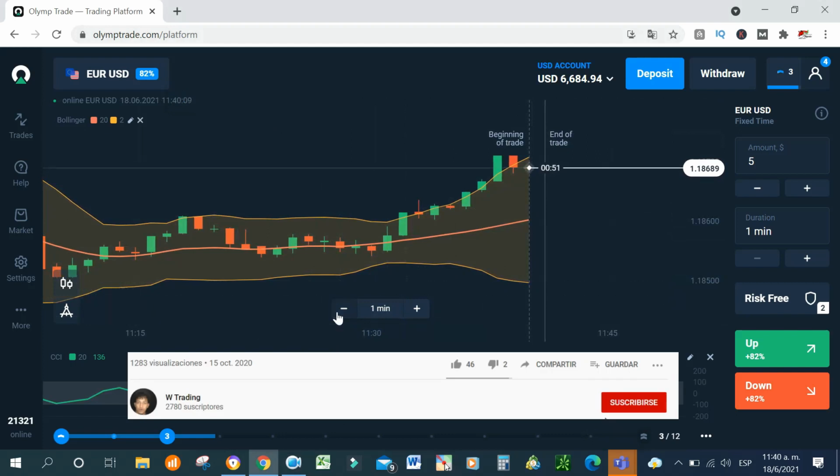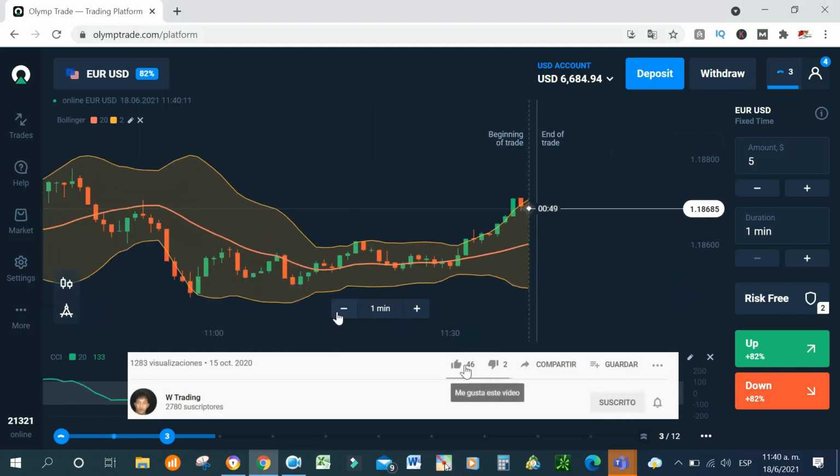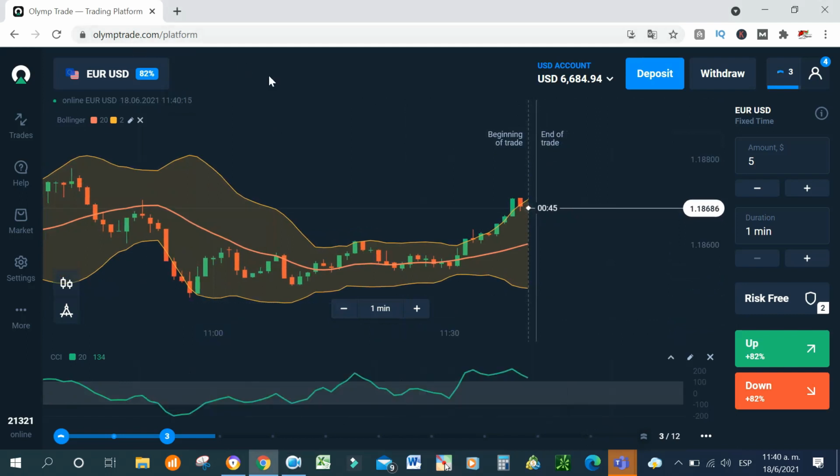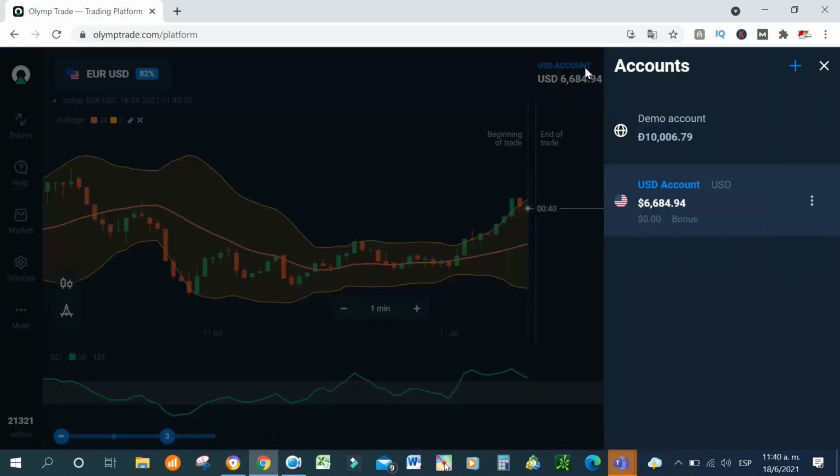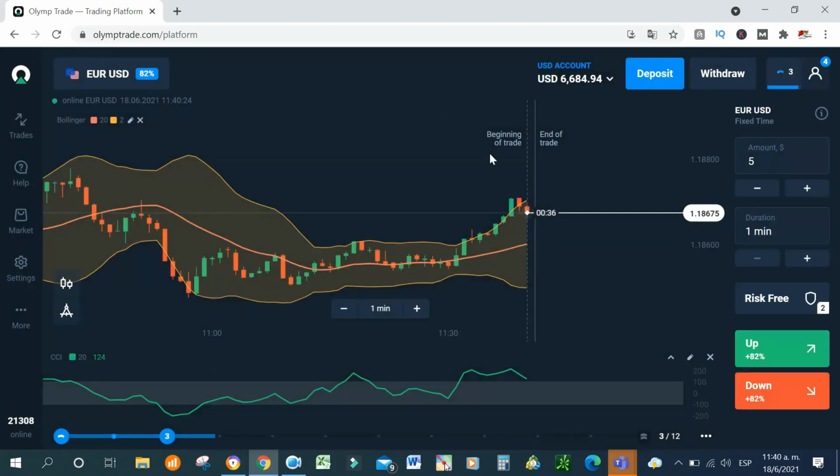So guys, today I'm applying the strategy with the Bollinger Bands and the CCI indicator in the Olymp Trade broker. This is my real account, my live account, my USD account, and I also have a demo account, but I don't use it anymore.